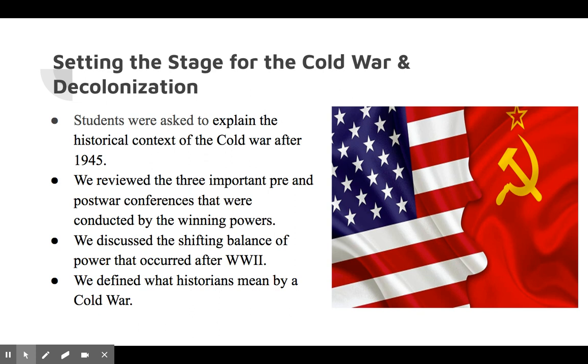And we defined what historians mean by a Cold War. A Cold War does not have direct hot action where troops are engaged. Instead, it's a war of ideologies and political thought.